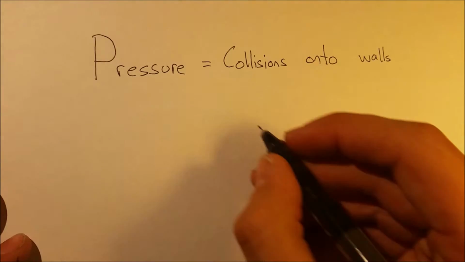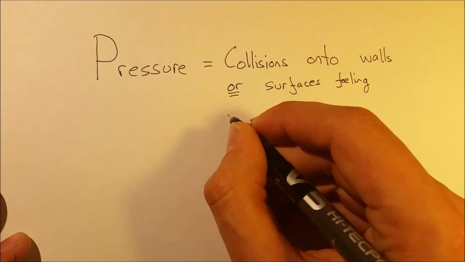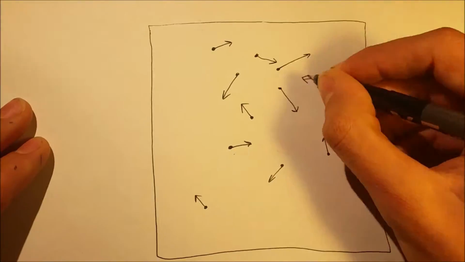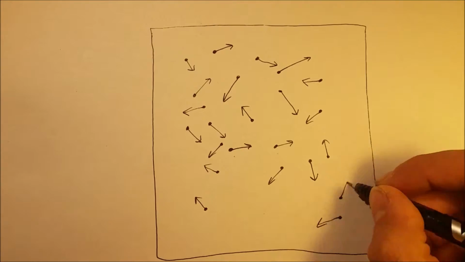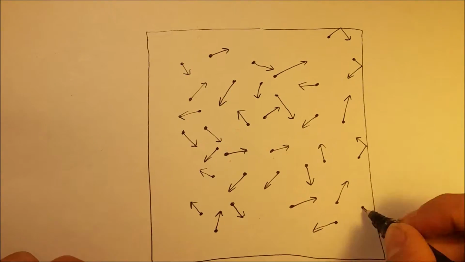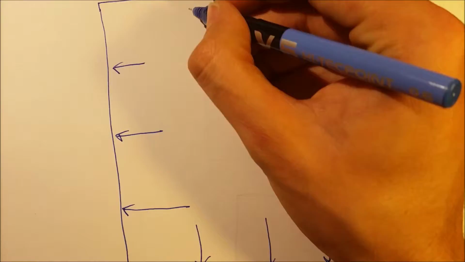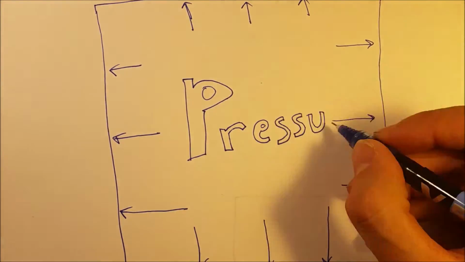I'll model pressure as collisions between the air particles and the walls or surfaces of our systems. Let me explain that. If we have a box full of air particles that are all moving in random directions, then some of those particles will occasionally bounce off the walls of our container. The walls of this box feel a force from all these collisions.